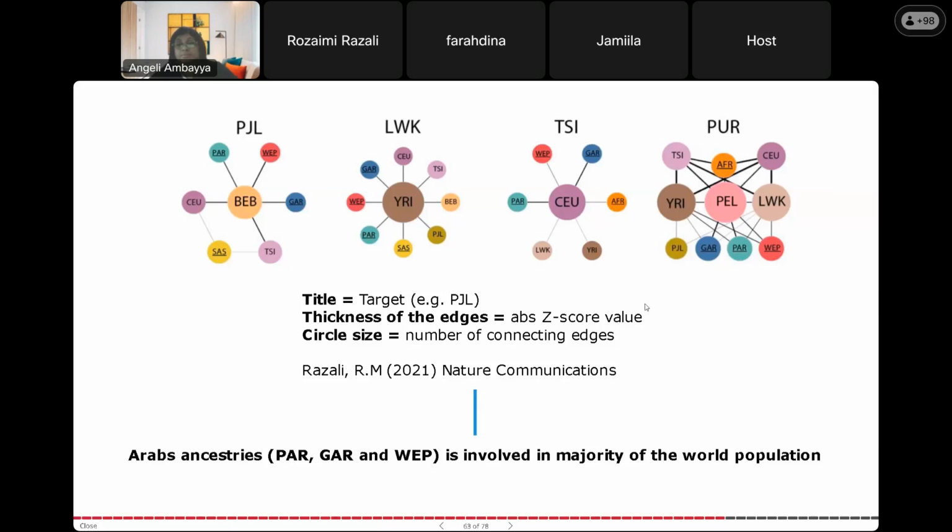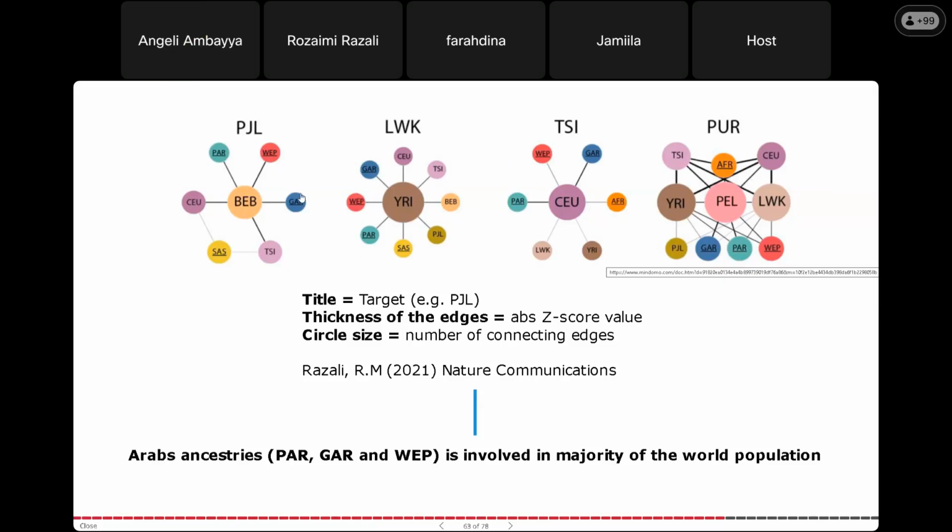So what we can see here is that Pa, Ga, and Web play a key role in shaping the genetic ancestry of world population, right? Even the Puerto Ricans still have elements of Pa, Web, and Ga. The Tuscany in northern Italy, same: Pa, Web, and Ga. The Kenyan, Pa, Web, and Ga. The Punjab also have elements of Pa, Web, and Ga.